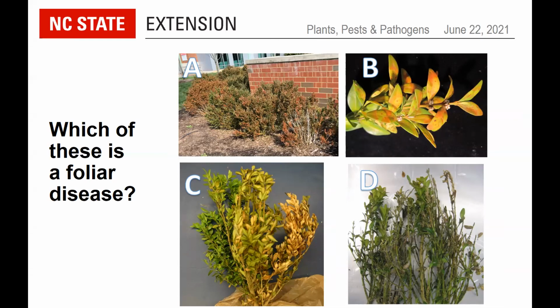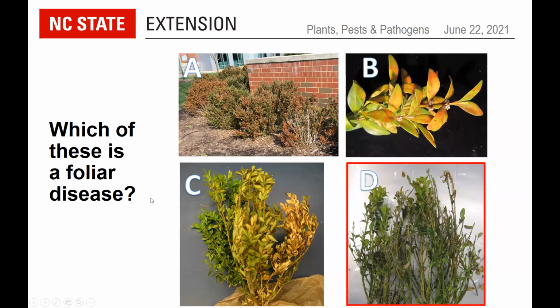C is not a disease at all either. This is damage from cold injury having injured the lower stem, and also from high soluble salts in the soil. So the correct answer, in fact, was D, which is our old friend, because it's neither old nor a friend, boxwood blight.